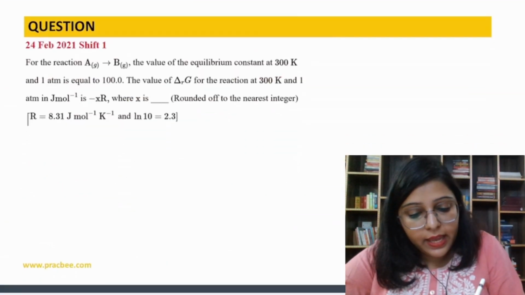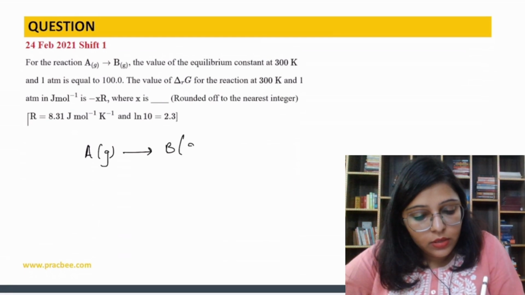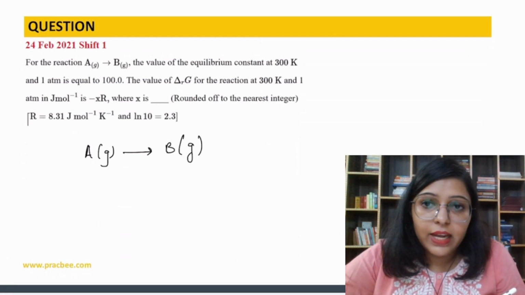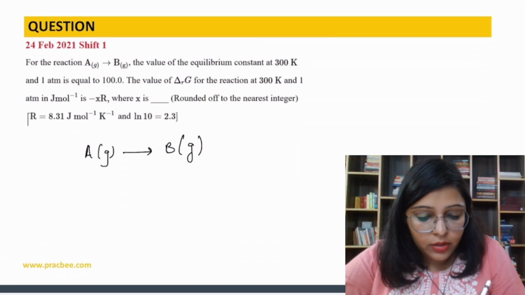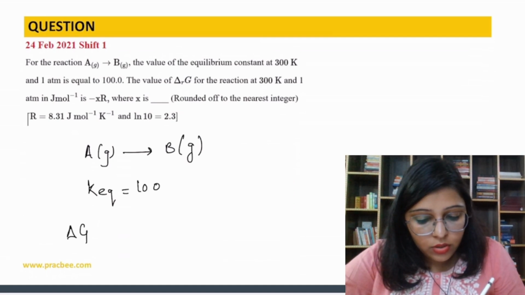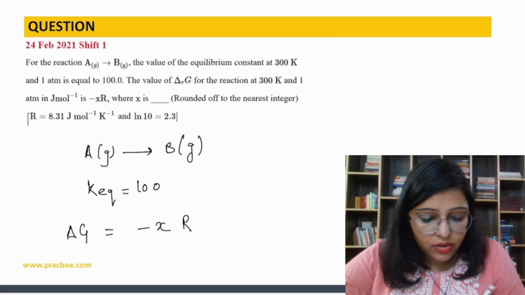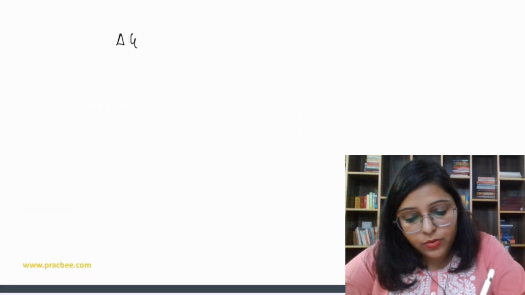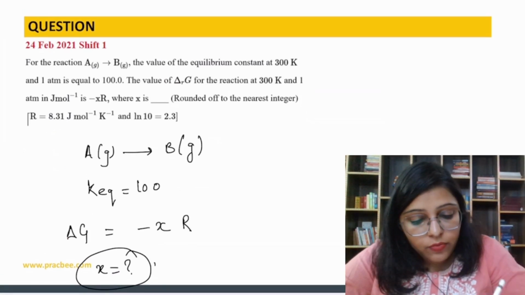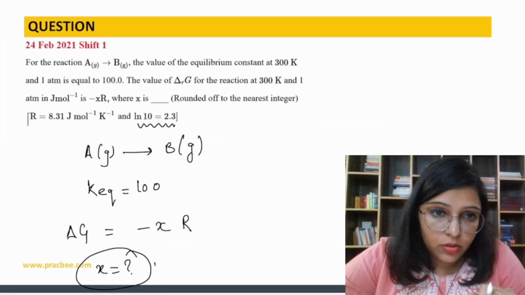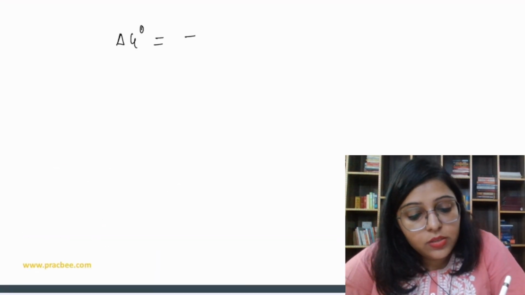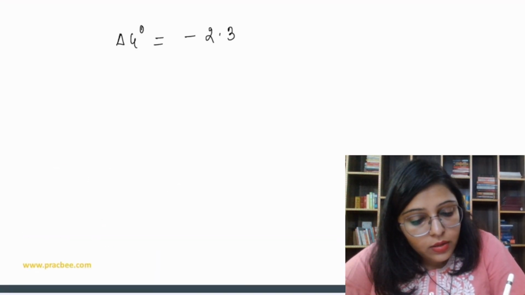For the reaction A gas gives B gas, the value of the equilibrium constant at 300 Kelvin and 1 atm pressure is equal to 100. So K equilibrium is 100. The value of delta G of the reaction is minus X R. So we have to find out the value of X. Which formula are we going to use? We are going to use delta G naught. Here the information is given that ln 10 we have to take as 2.3. So there is no need to write 2.303. So we write minus 2.3 RT log K equilibrium.